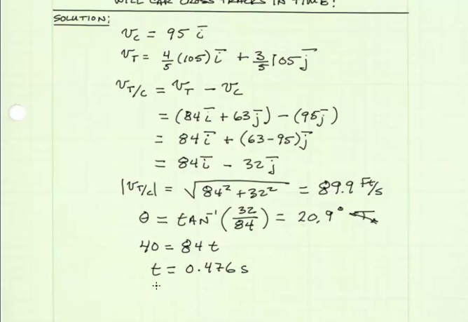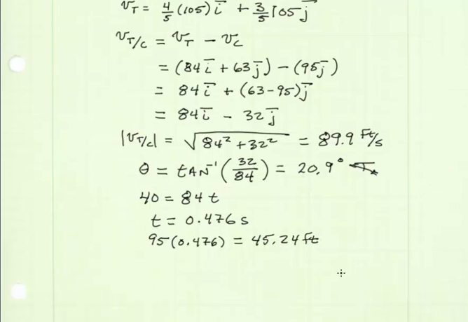The car is going 95 feet per second, so the distance that it can travel is 95 feet per second times 0.476 seconds, which is equal to 45.24 feet. This is greater than the 30 feet, so we know that the front of the car at least will make it to the intersection at the same time as the train, and beyond.